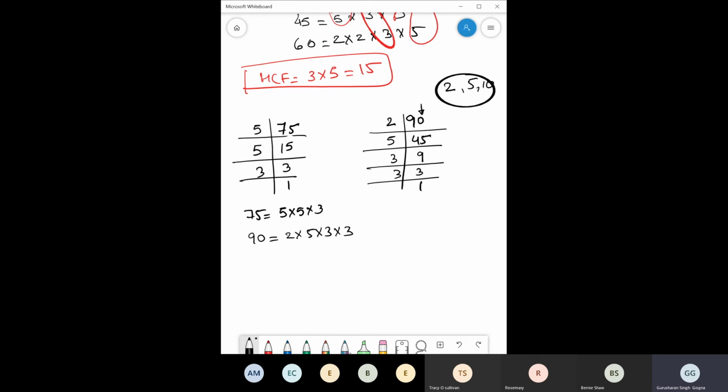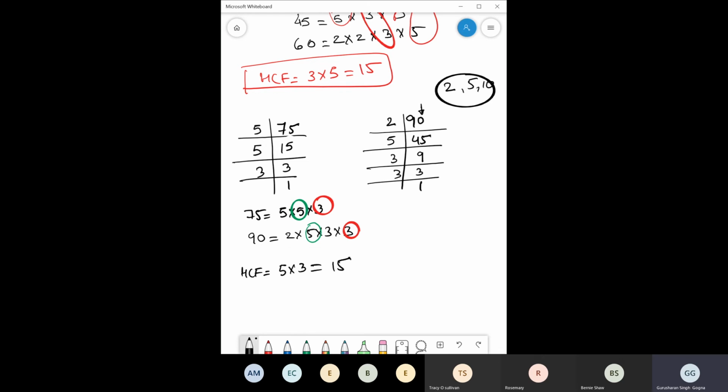And you can check that 5 by 5 is 25, 25 by 3 is 75, and then 2 by 5 is 10, and 10 by 3 is 30, 30 by 3 is 90. So your answer is correct. So what are the common factors? 3 is common, 5 is common. So again, the highest common factor of these two numbers is equal to 15.